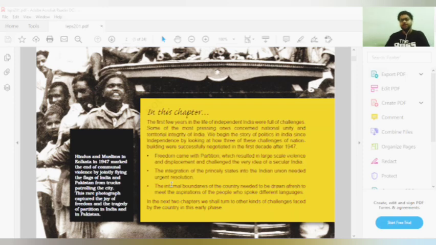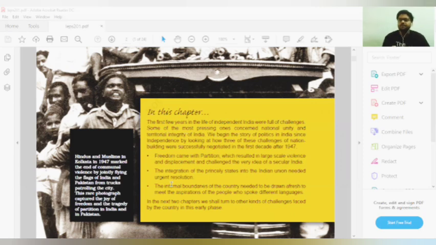The third topic of this chapter which we will discuss is the internal boundary and the internal making of our country, which took place after the year 1956 in a broad sense, where we'll see how new states emerged and how it came to be known as the Union of India. So these are the three topics that we will cover in this chapter.